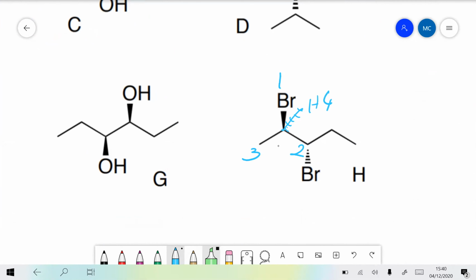I have a CH3, so I know that any other carbon will have a higher priority. So I have a CH3 here, okay? So I know that any other carbon will have a higher priority. Now, this means it's clockwise, therefore it's R. So this carbon here, it's R.